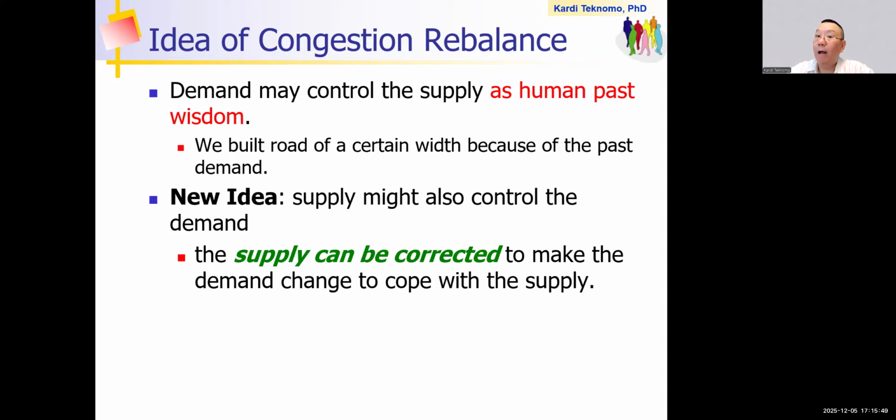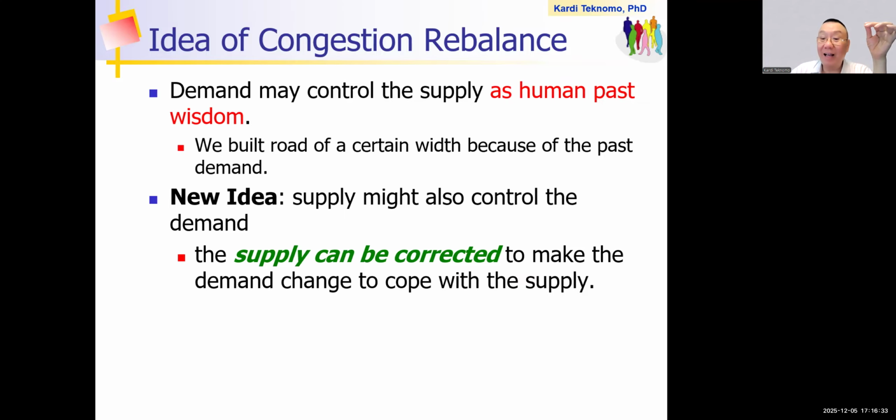Based on IFN, we acknowledge that the demand may also control the supply, as in past human wisdom. So we build the road of a certain width because of the past demand. But we don't stop there. In addition to the past demand and past wisdom, the IFN concept opens up many new possibilities, based on the acknowledgement that supply may also control the demand. So it's the other way around. That's why chicken and egg, or egg and chicken.